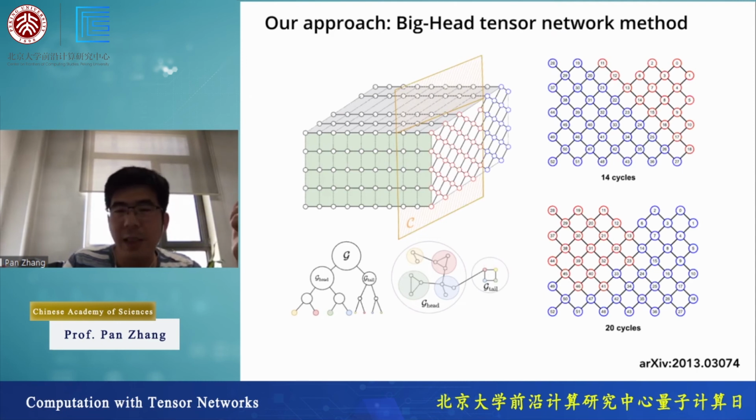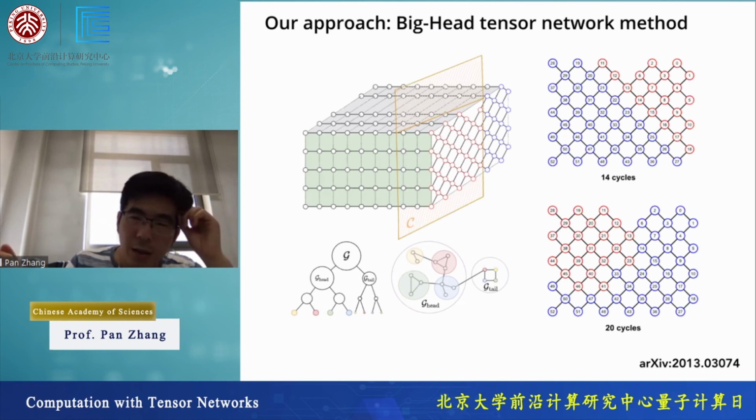So the central idea here is to find a cut state, denoted by this yellow plane, to separate the whole tensor network into two parts: the big part and the smaller part. The big part we call the head, and the smaller part we call the tail. And there are some edges connecting the head and the tail.